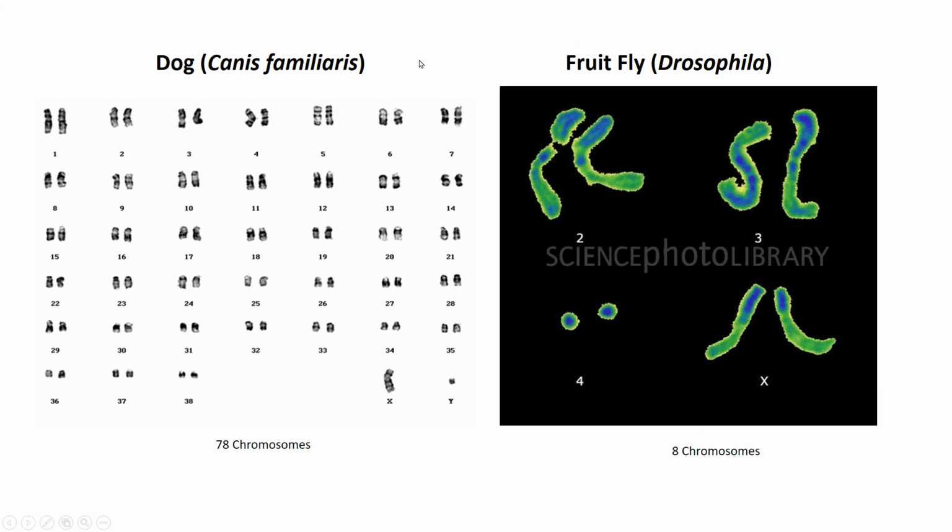I also want to show you some chromosomes from other animals. So this is a dog, and it says this has 78 chromosomes, so 39 pairs. And this is a fruit fly, which has 8 chromosomes or 4 pairs. I want to emphasize that chromosome number doesn't really have anything to do with complexity. It's just the way that the DNA is arranged and broken up. Okay, just thought that was kind of interesting.